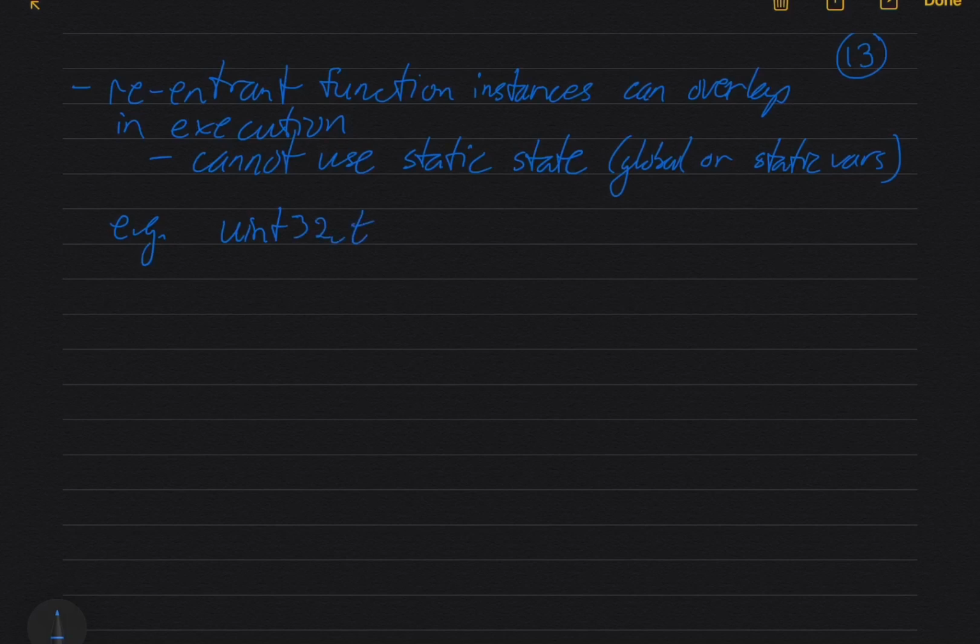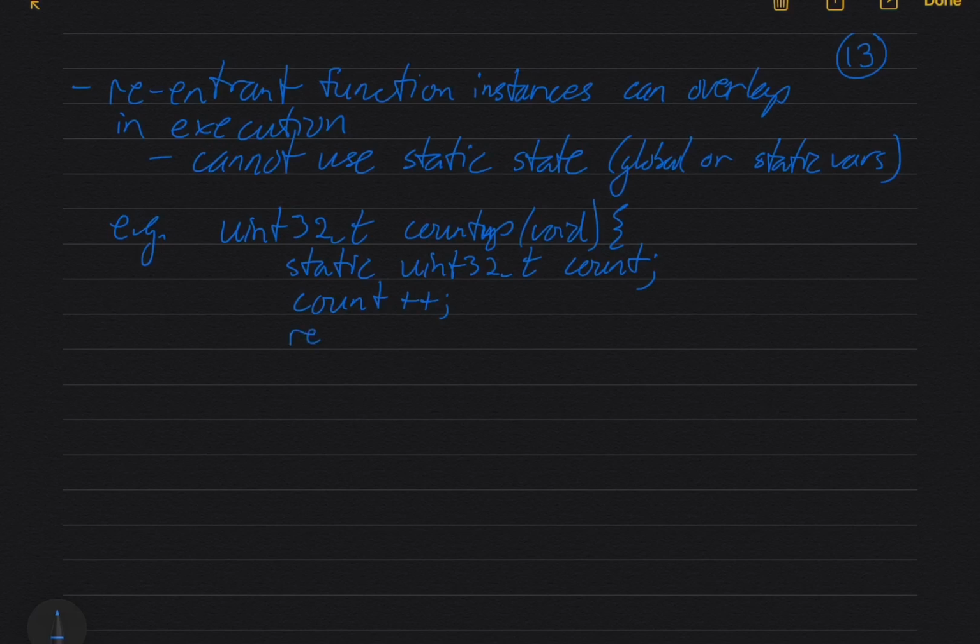uint32 type is the return type for the function, and the function is called countup. It doesn't take a parameter, and this is a trivial example. It's got one variable that's been declared static. It's uint32 type, and it's the count. So what it does is it increments the count, and then it returns the current count value. This is an example of a function that's not reentrant.